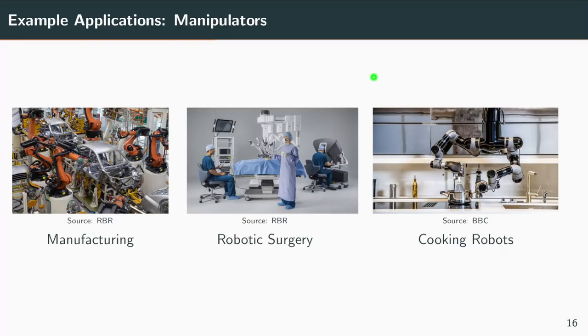Maybe also quite obvious is that for manipulation robots that are not directly mobile, they're typically fixed somewhere on a table or somewhere else, you do need motion planning because you need to decide what the different joints are doing. And those manipulators are used quite a lot, of course, in manufacturing, but also in robotic surgery, for example, which becomes more and more common because it's faster and to some extent also safer.